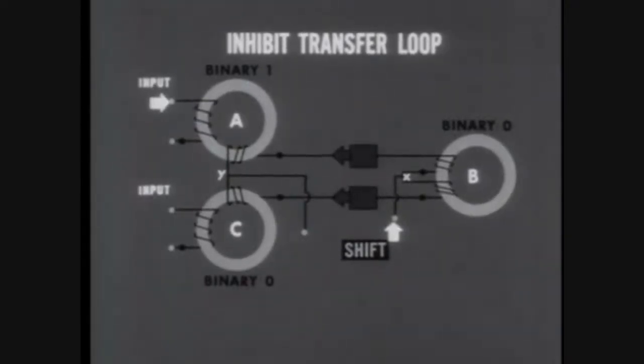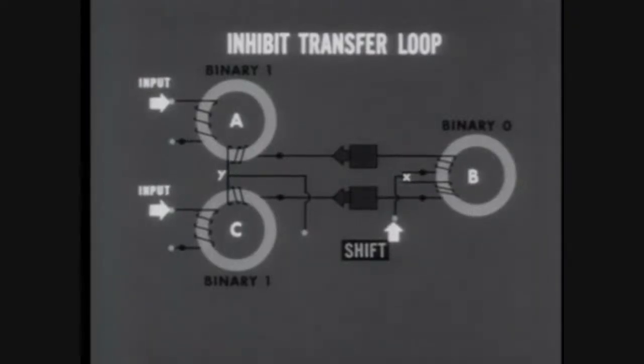And for our first operation of the loop, core C is also switched to 1. Now the shift pulse is applied. And the question is whether the branch currents into which it divides at point X will be equal or unequal. The answer depends on the impedances they encounter.